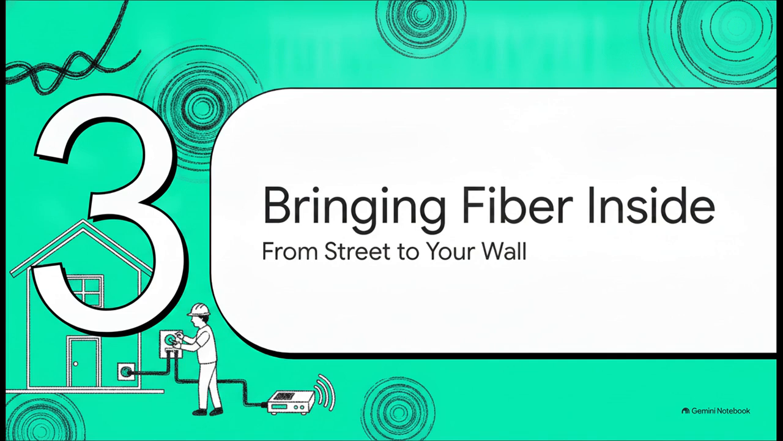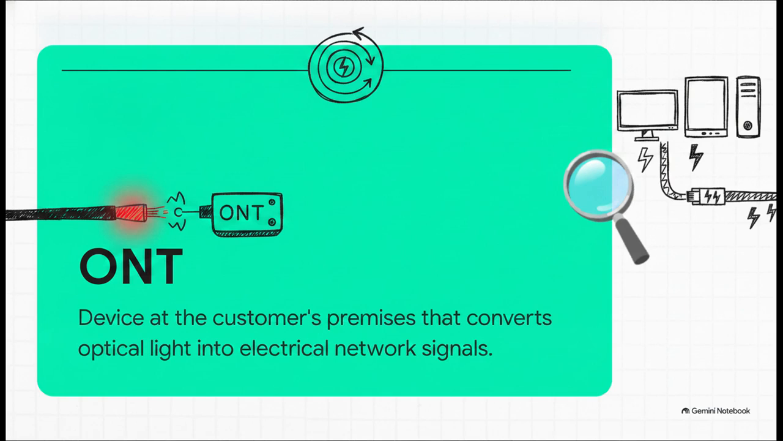Okay, Section 3, bringing fiber inside. What happens when it reaches your house? The moment that fiber drop cable physically enters your home, it plugs directly into an ONT, or optical network terminal. Now, some providers call it an ONU, but it does the exact same job. It is your internet's ultimate translator. It literally takes those rapid-fire pulses of light and converts them into the standard electrical Ethernet signals that your smart TV, your computer, and your gaming console actually know how to read.